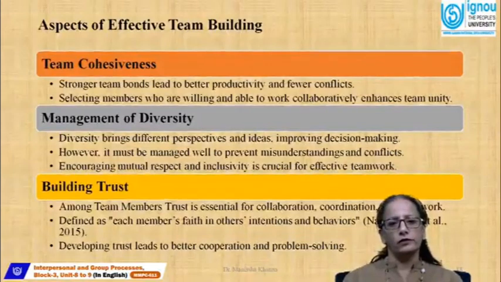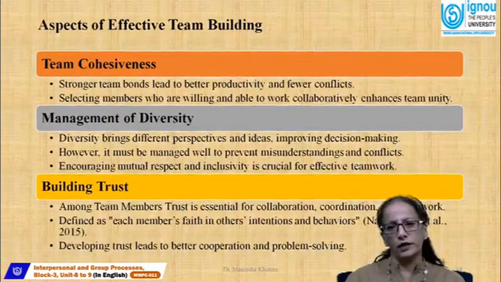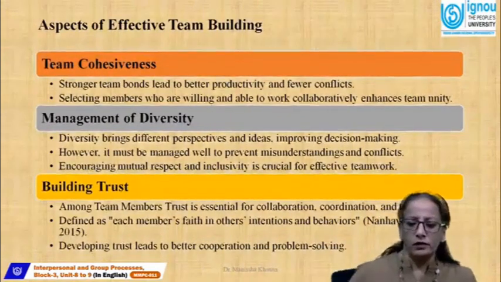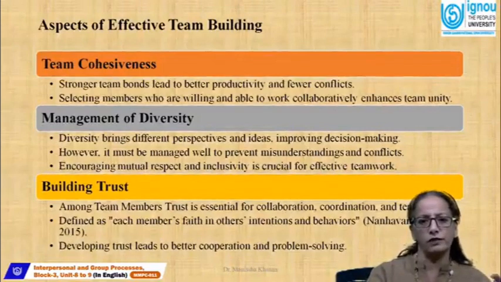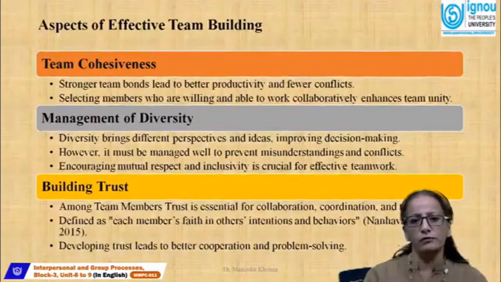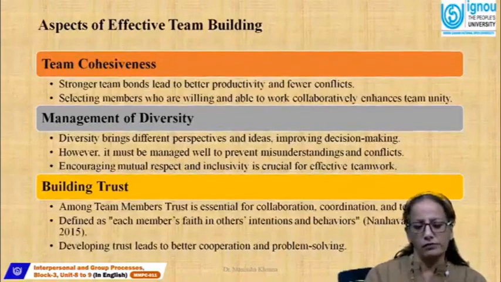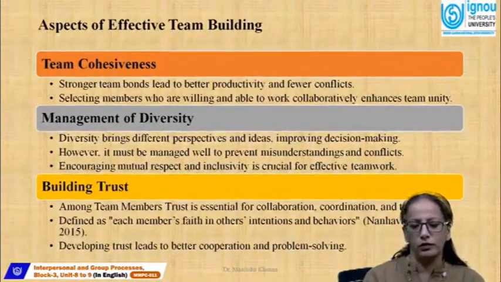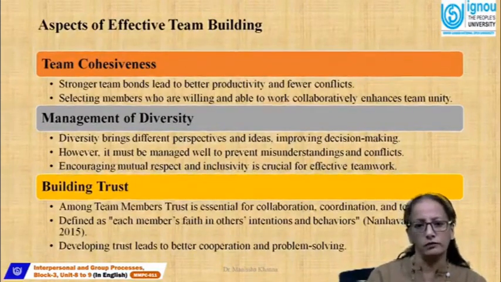Then there is team cohesiveness. Team cohesiveness is when stronger team bonds lead to better products, and they lower the conflicts. There are very few conflicts when there is a cohesive team, when the people are strongly bonded together. Of course a few conflicts happen among the members, but the members are willing to work collaboratively, and of course it leads to enhanced team unity.